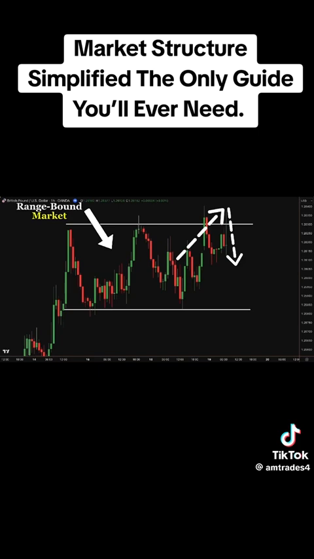What does that tell us? This was another liquidity trap. Smart money used that breakout to sell at a premium, just before reversing the move. Here's how you trade this rejection.